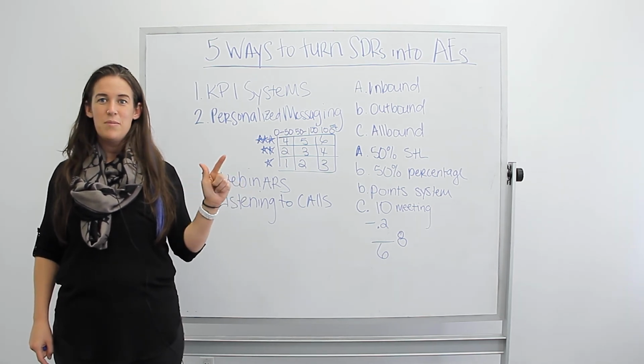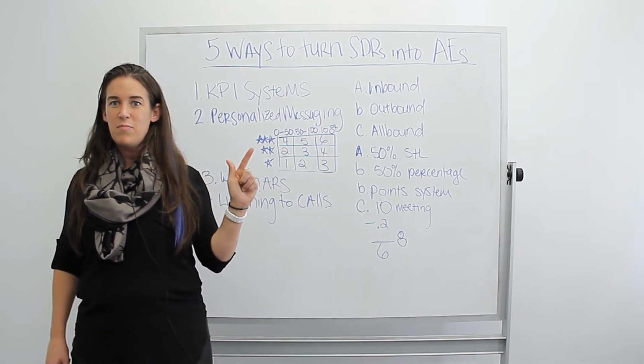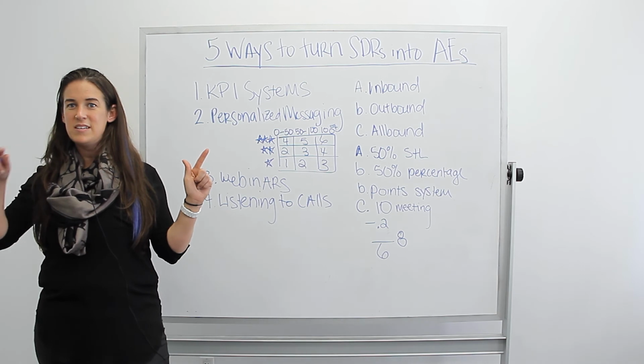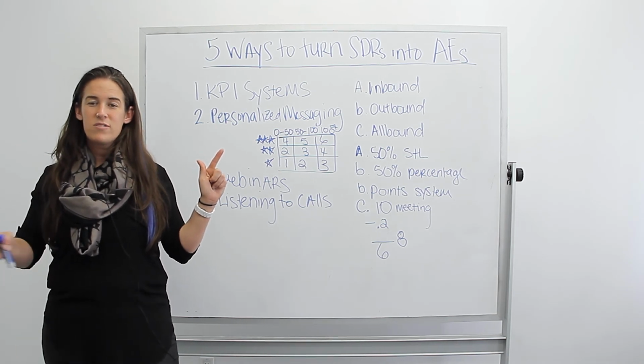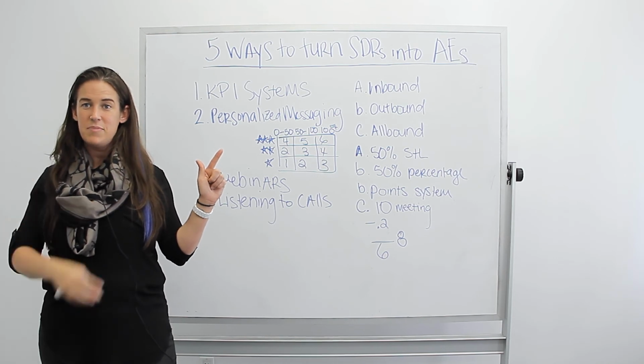Number 2 is going to be segmented calls. So for SMB, general business, mid-market, and enterprise, how do each one of these different calls differ? And what are the conversations looking like as an account executive for an enterprise AE versus an SMB AE?